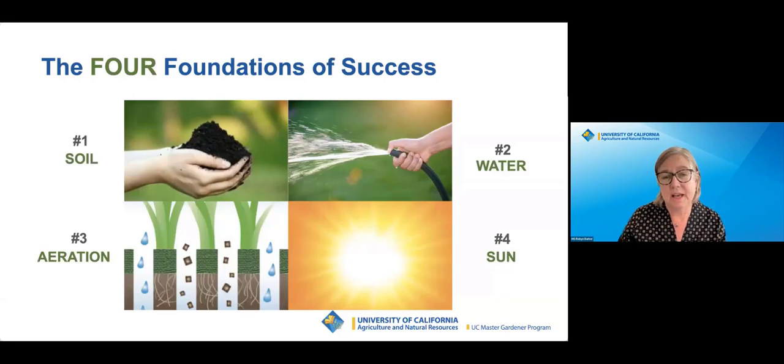Number 4 is the sun. Last but not least, energy from the sun is a driver for plant growth. Just as for water, though, too much or too little sun can cause problems. In the larger context, soil and air temperatures, which are also determined by the sun, are critical for plant health.